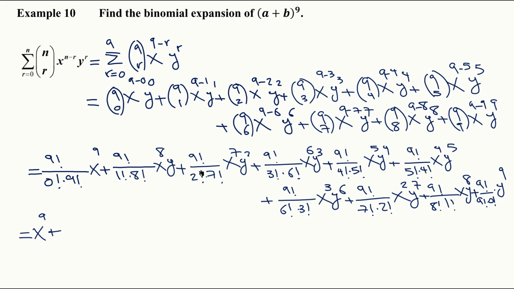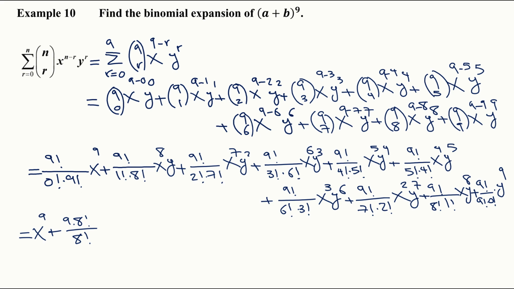plus 9 factorial over 8 factorial. Remember, that's just like saying 9 times 8 factorial over 8 factorial. So the 8 factorials will cancel out, so we just get what?